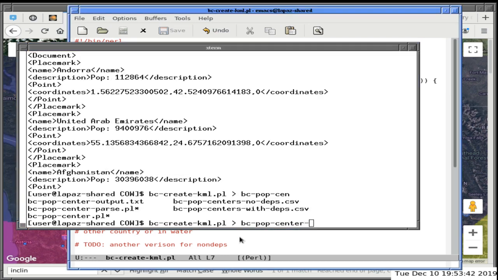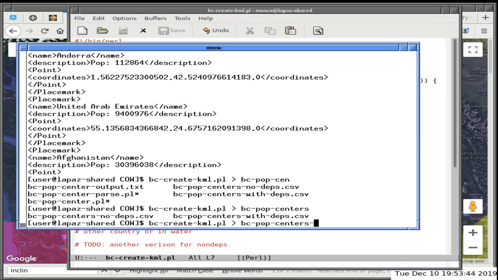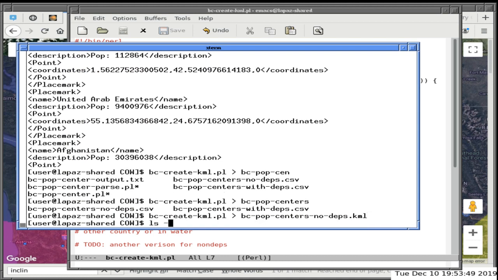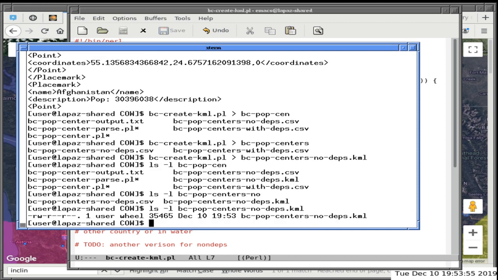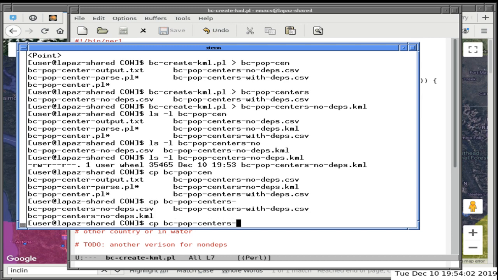Which one is this? This is no depths, right? Yeah, no depths .KML. That's all we really need. Obviously, it needs to be in BC Info 3's data directory before I can actually use it, because I can't really use it from here. So let's go ahead and do that. It's small enough that I don't mind duplicating it in a couple of places.